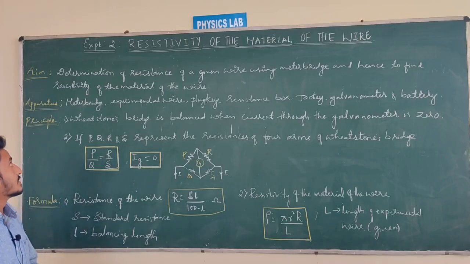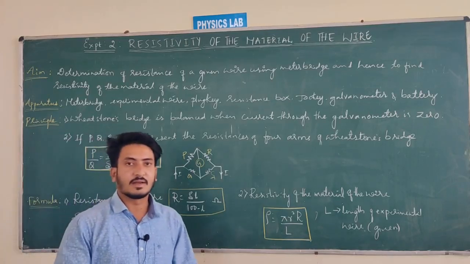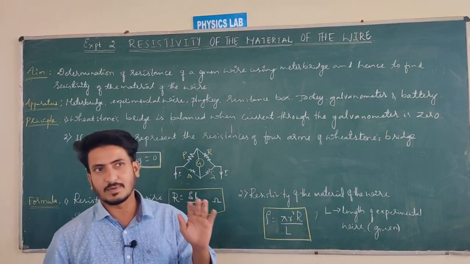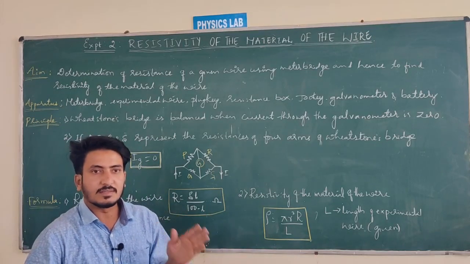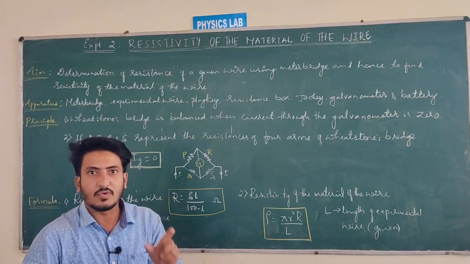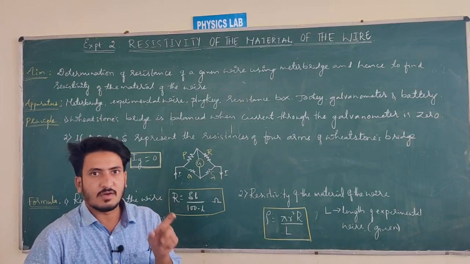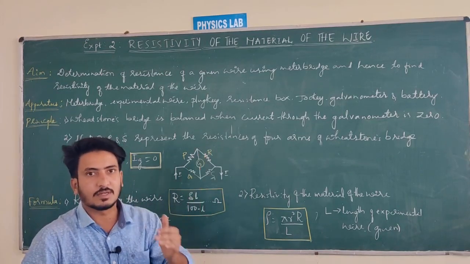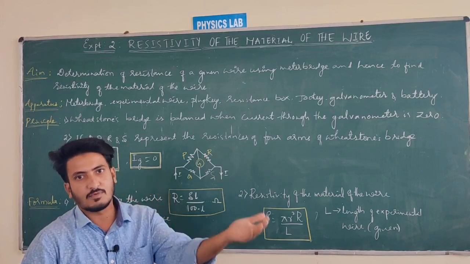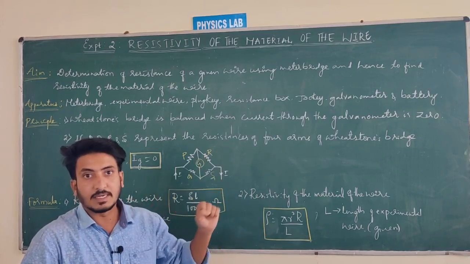Okay, hello students. Here we are going to start the second experiment, that is resistivity of the material of the wire. In the previous class we studied resistance per unit length of the wire. We had one wire of unknown resistance, and we found that resistance with the help of the Ohm's law setup circuit. Now let us find the resistivity of the same wire with the meter bridge setup.